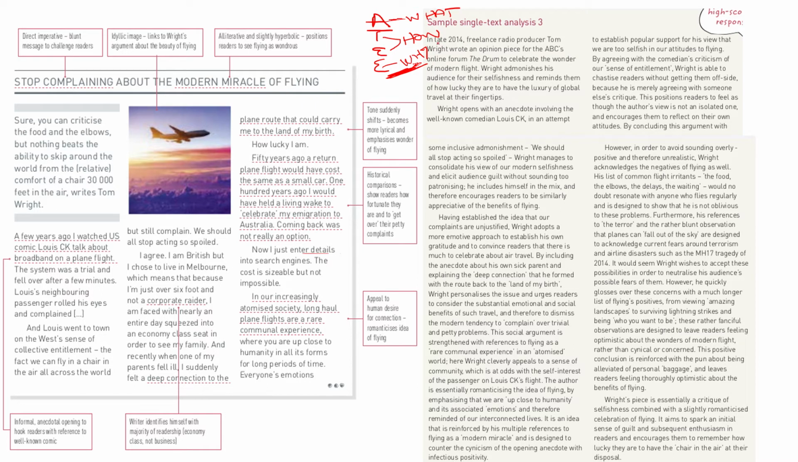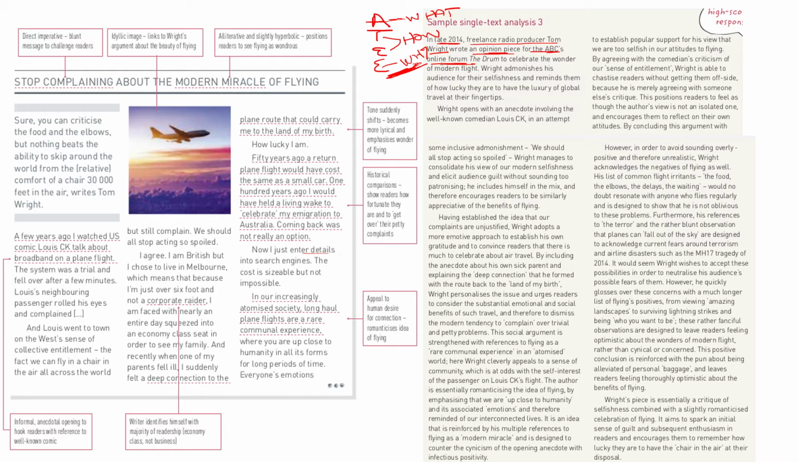Jenny has written, in late 2014, a freelance radio producer, Tom Wright, wrote an opinion piece for the ABC's online forum, The Drum, to celebrate the wonder of modern flight. Alright, so straight up, a lot of information in that opening sentence. We've got the important stuff. We've got when this text was written. We've got who, the writer of the article, and sort of who he is. What type of text it is. So we've got when, who, what, and where. When, who, what, and where is what you want to include, and as done here, you can include that in one sentence.